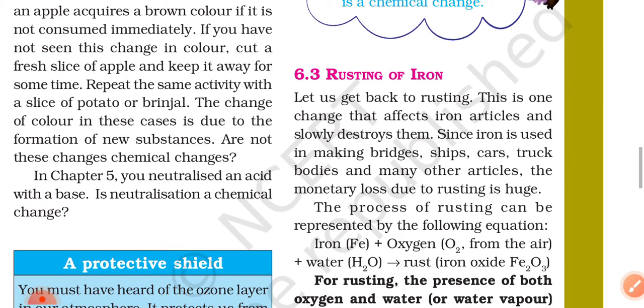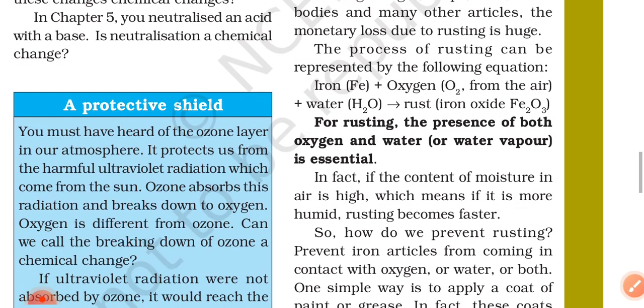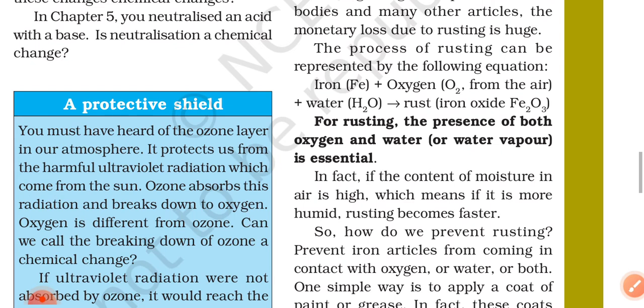6.3 Rusting of iron. Let us get back to rusting. This is one change that affects iron articles and slowly destroys them. Since iron is used in making bridges, ships, cars, truck bodies, and many other articles, the monetary loss due to rusting is huge. The process of rusting can be represented by the following equation: iron (Fe) plus oxygen (O2) from the air plus water (H2O) becomes rust, iron oxide (Fe2O3).